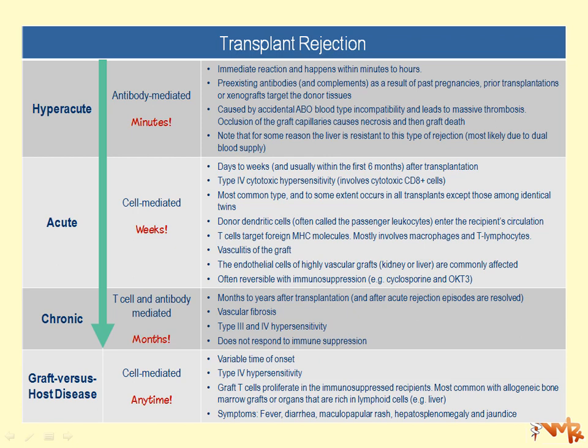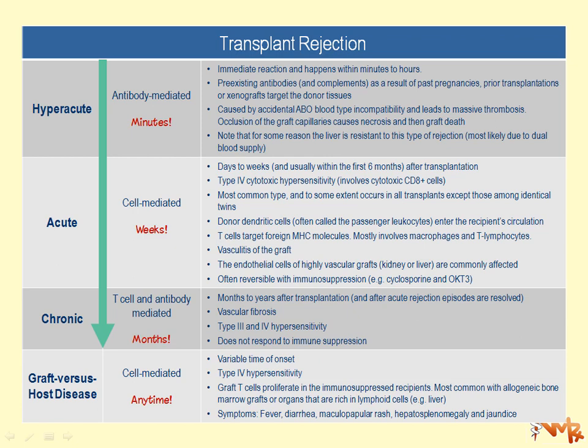Chronic transplant rejection involves T cells and antibodies. It may take months to years after transplantation, and normally after the acute rejection episodes are resolved. In this condition, we get vascular fibrosis. Chronic type is a mixture of type 3 and 4 hypersensitivity reactions, and it does not respond to immune suppression in contrast to acute transplants.